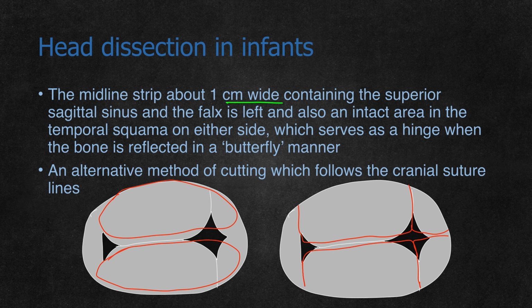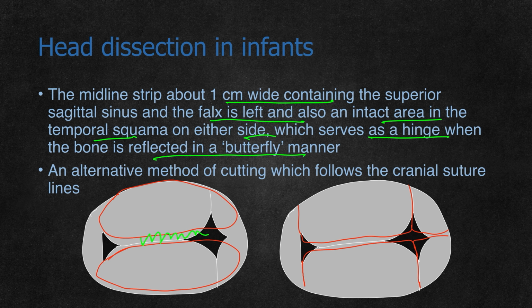So a midline strip about 1 centimeter wide, containing the superior sagittal sinus and the falx, is left. Here the midline part of the skull containing the sinuses is left in between the two temporal fossae, which serves as a hinge when the bone is reflected in a butterfly manner.